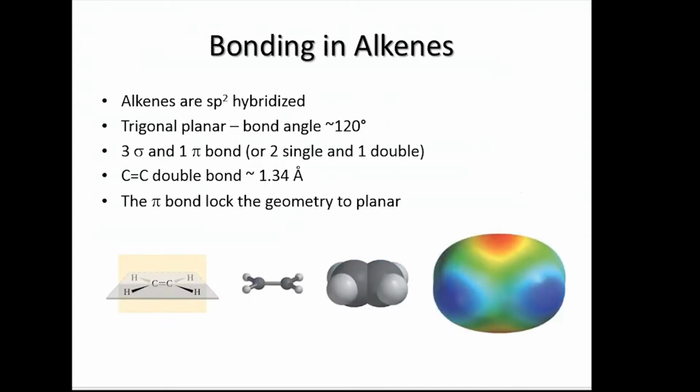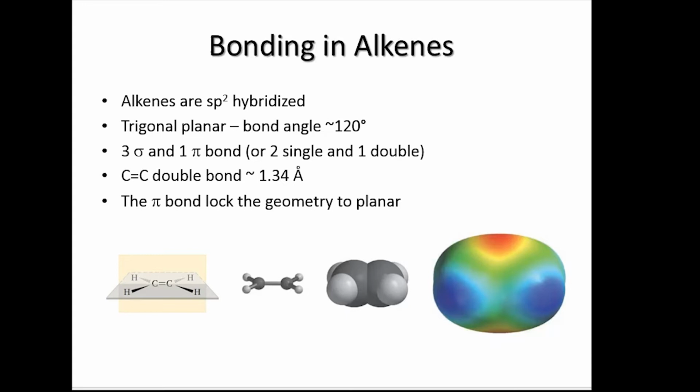So, bonding in alkenes. They're sp2 hybridized. They're trigonal planar, and the bond angle here is 120 degrees. There are 3 sigma and 1 pi bonds, or 2 single and 1 double bonds. The C=C double bond is about 1.34 angstroms, so it's a little shorter than a C-C single bond.